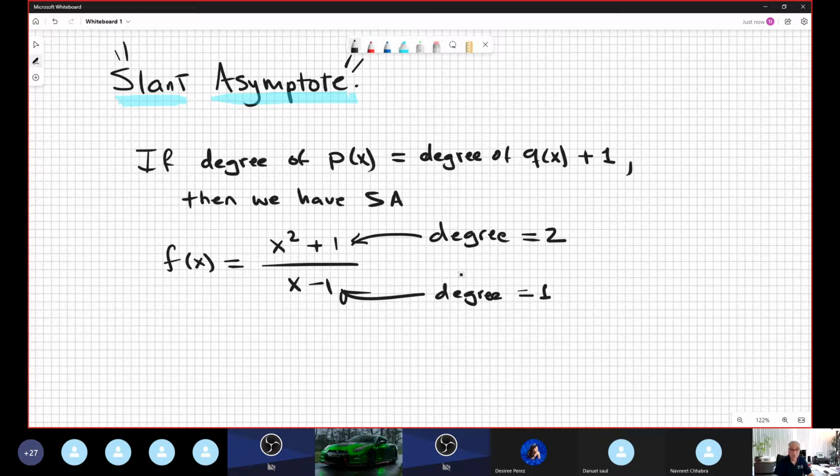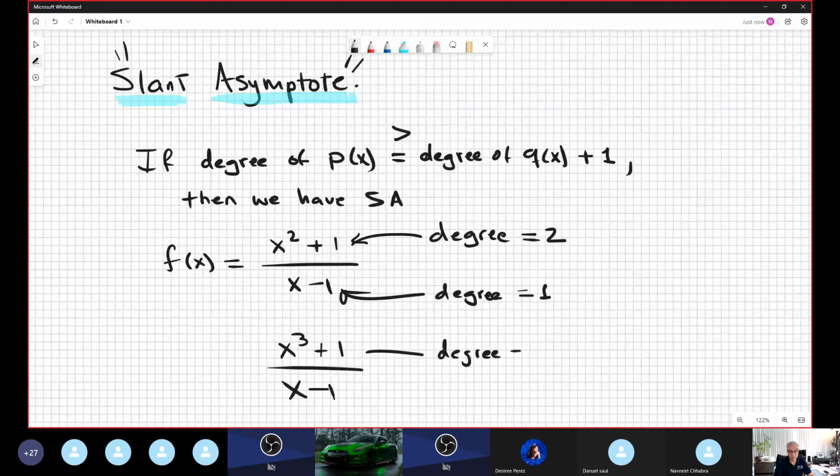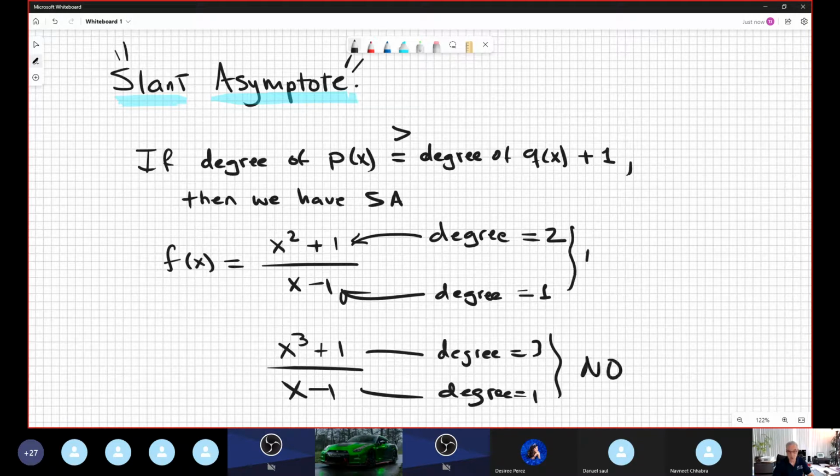And if it is greater than that by more than 1, suppose another example, x cubed plus 1 divided by x minus 1. Then we have degree 3 and degree 1. Then no, this is completely out of the definition. In this case, it is greater by more than 1. Suppose degree 4 and degree 3, or degree 5 and degree 4, difference of 1.